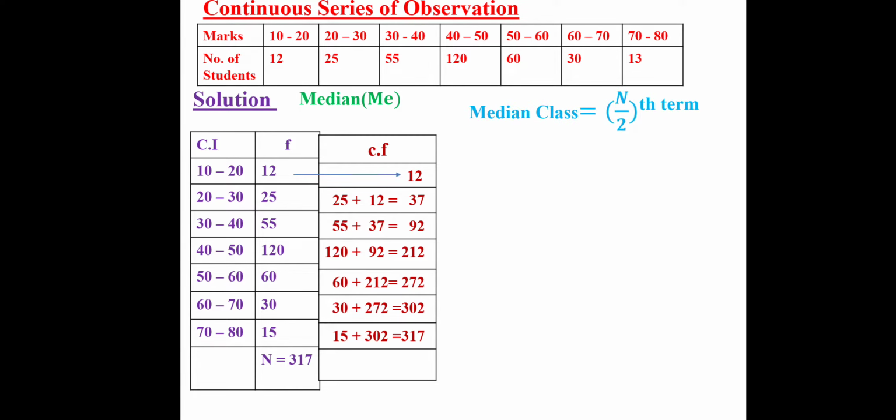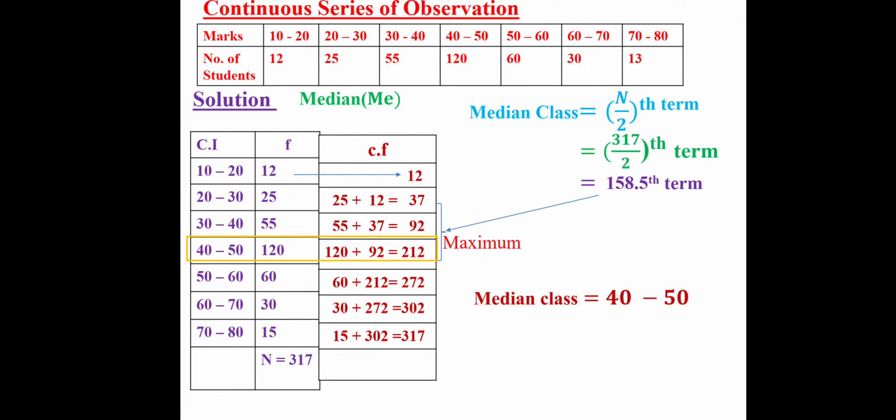Then the median class. The formula is the n by 2th term. Here n equals 317, divided by 2, so we get the 158.5th term. Where does it lie? It lies between 92 and 212. This is the way we find it. In that, we consider the maximum value, and we put a box around it; that is called the median class. Now we find the median class interval: the median class is 40 to 50.